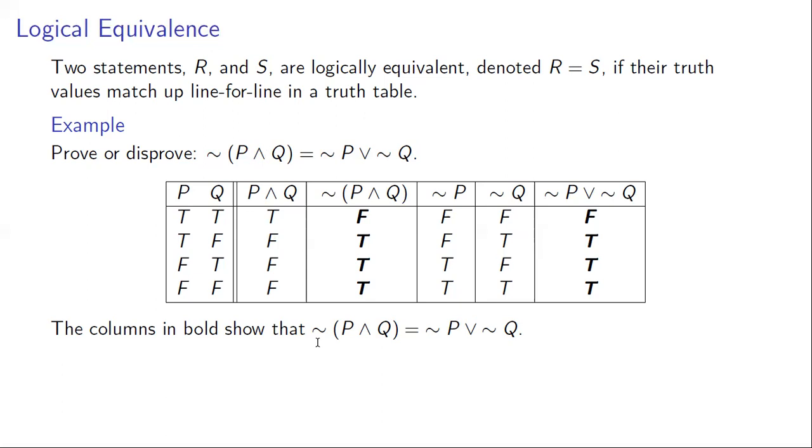The columns in bold show that not (P and Q) is logically equivalent to not P or not Q. That's because they match up line for line. This is false, so is this. This is true here, this is true here. This is true here, and so is this. This is true here, and so is this. Since they match up line for line in the truth table, they are logically equivalent. So again, this statement is logically equivalent to this statement.